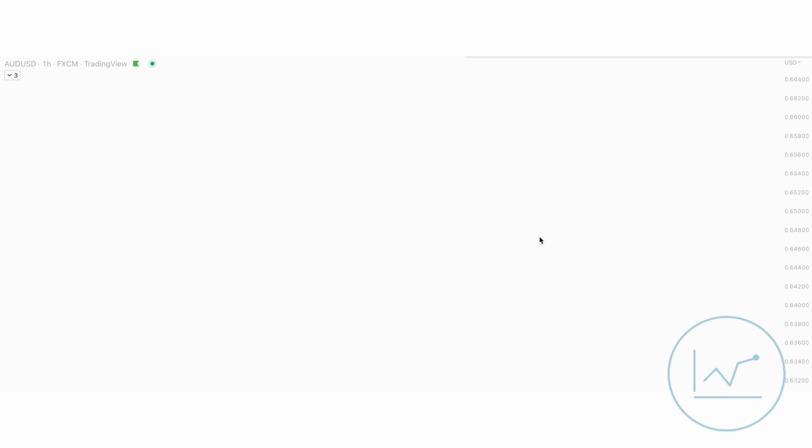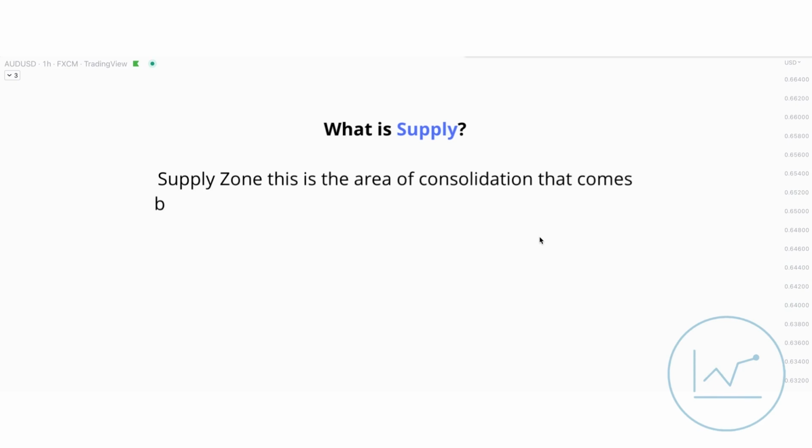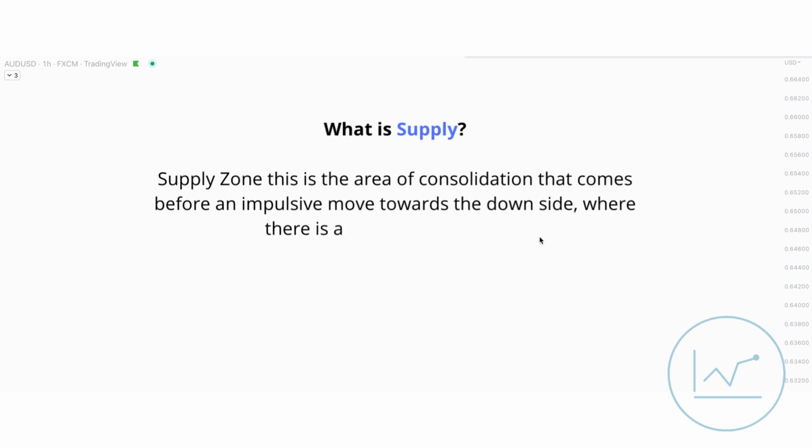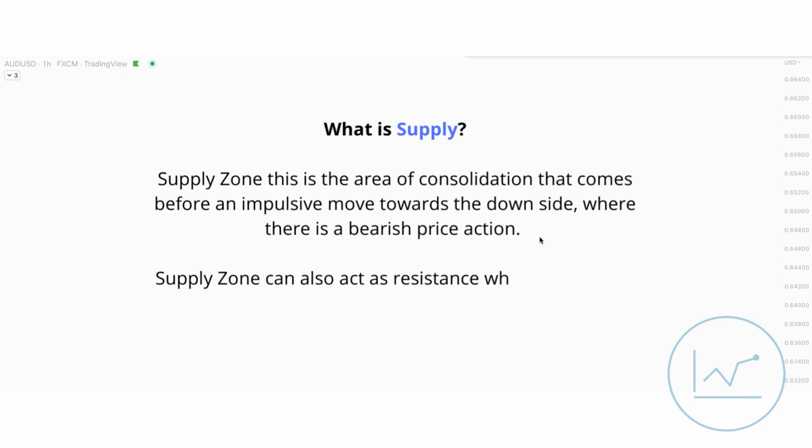Today we want to talk about supply with smart money concepts. So supply zone is the area of consolidation that comes before an impulsive move towards the downside. It also acts as resistance when price action pushes up into them for the downside. We want to talk about the two types of supply zone. One is the supply zone in a pro trend structure, and the other one is in a reversal structure.